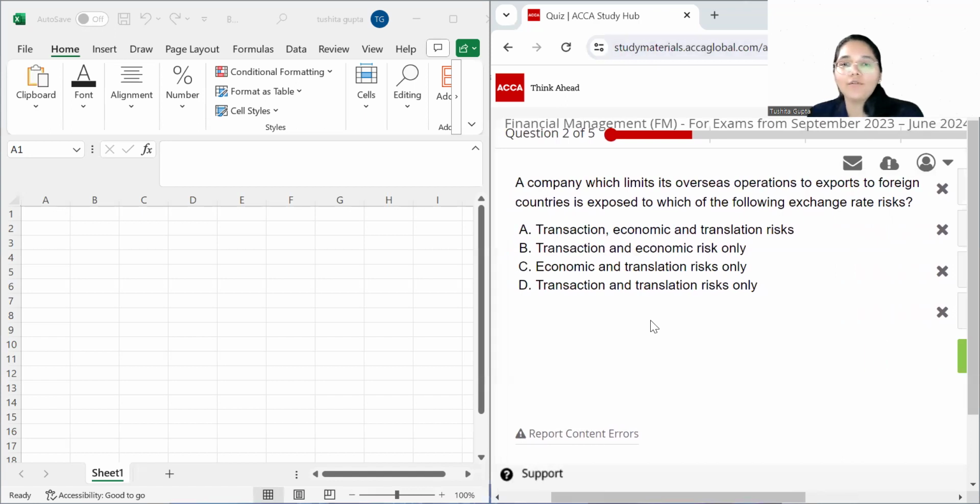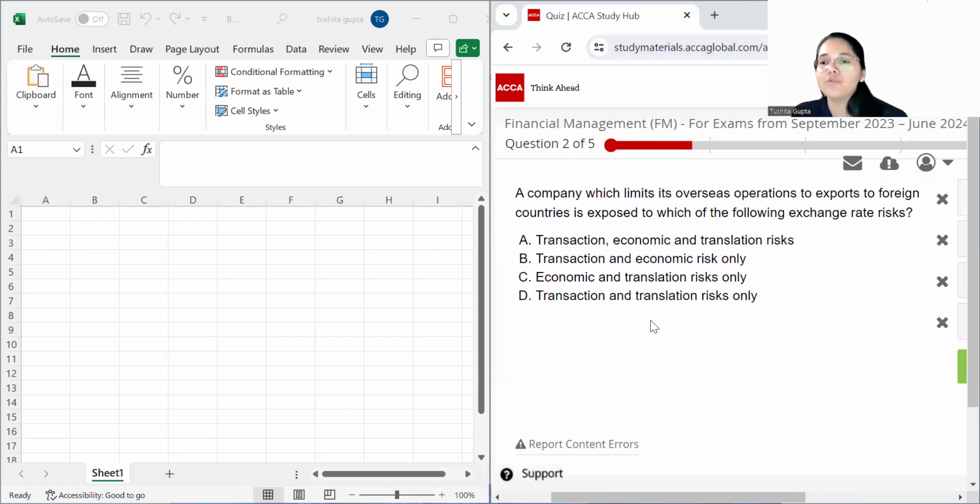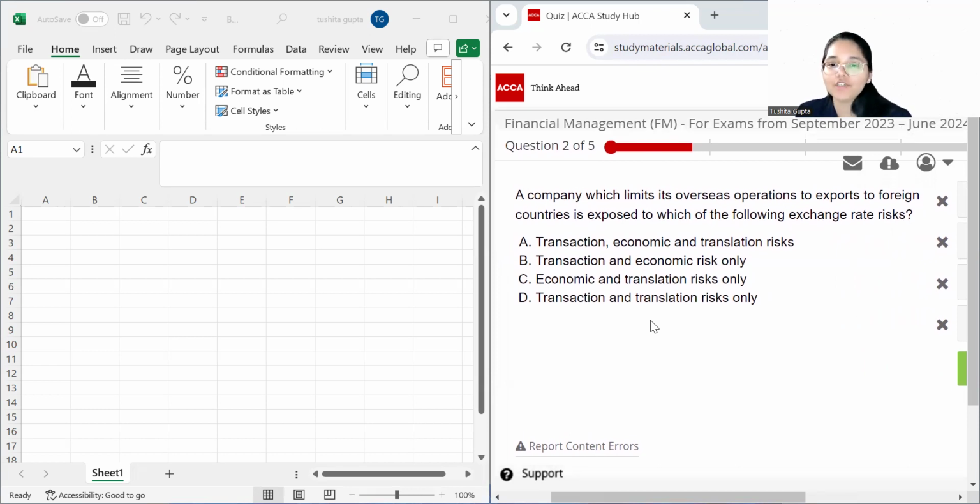All right, so the second question says, a company which limits its overseas operations to exports to foreign countries is exposed to which of the following exchange rate risks? We have studied that economic risk is always going to be there, no matter if a company is not even dealing with foreign people, still it is going to experience economic risk. So any option which does not have economic risk, option D, gets eliminated, right?